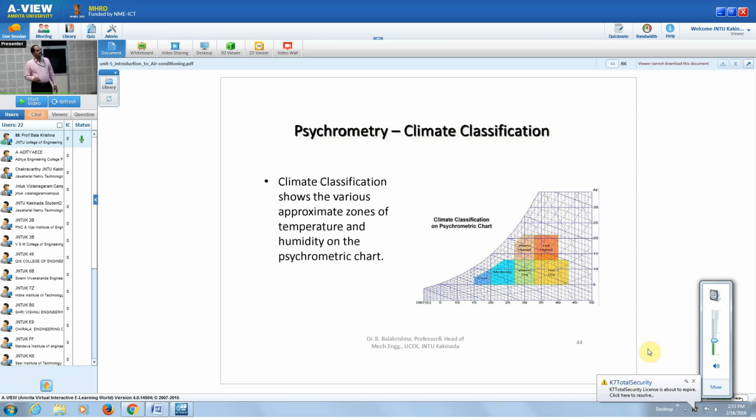This is the climate classification. These are the comfort zones. The colors are light blue and then blue, then yellow, and this is somewhat red. This zone is called the comfort zone. The climate classification shows the various approximate zones of temperature and humidity on the psychrometric chart. This comfort zone depends upon the area and the climate.